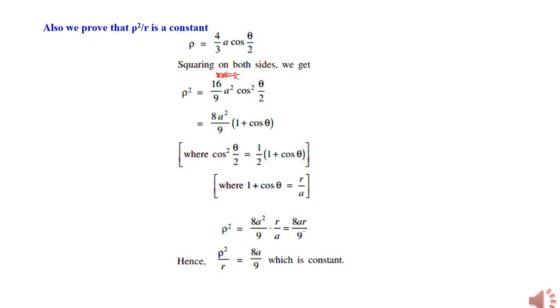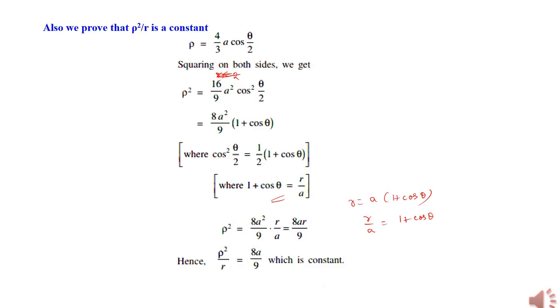So it's only for that purpose we are converting. Rho square is found, and then we make use of the given equation of the curve to arrive at this. So from this we see that rho square by r is 8a by 9, which is obviously a constant because a is a constant. Replace 1 plus cos theta by r by a. Cross multiplying, rho square by r is 8a by 9. A is a constant, so you get rho square by r to be a constant.